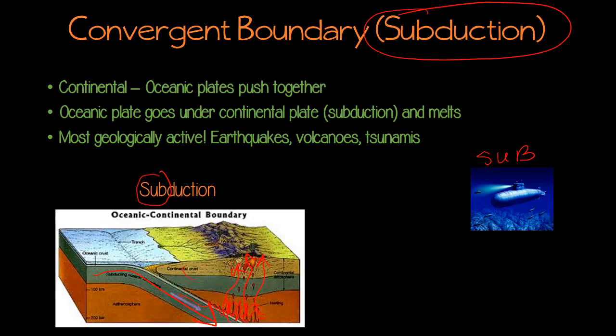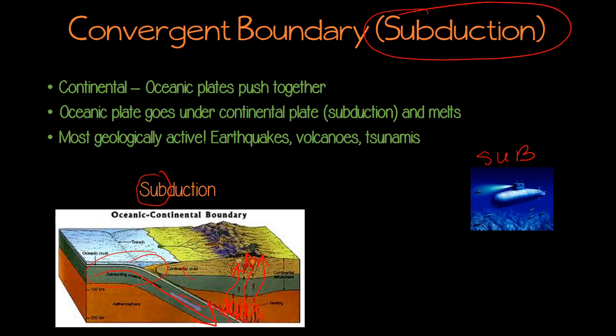They're going to have lots and lots of earthquakes. And then because we've got ocean right here, when there are earthquakes happening in the ocean, then tsunamis can form. So that's subduction zone, the second type of convergent boundary.